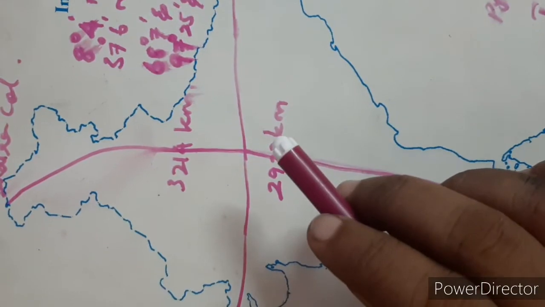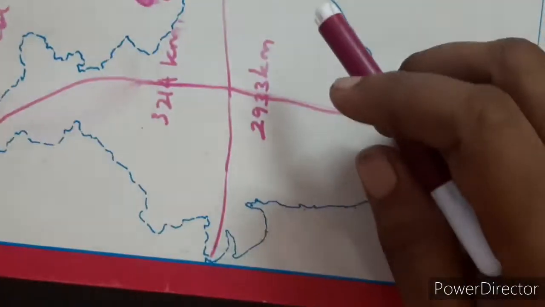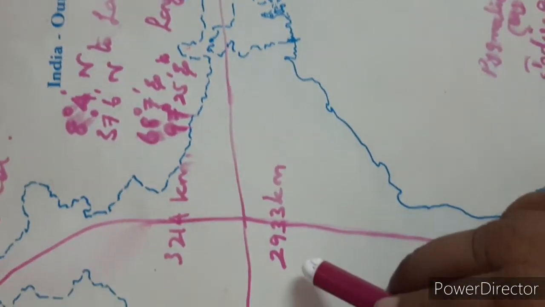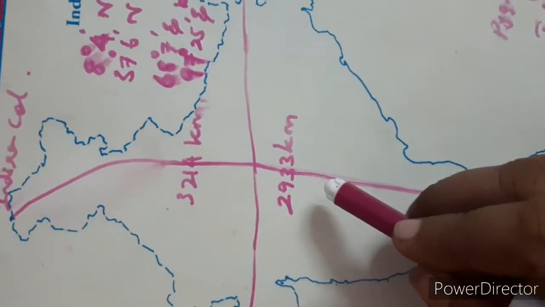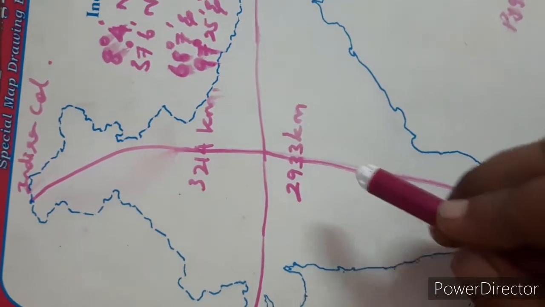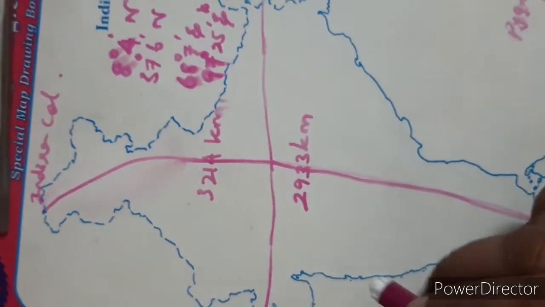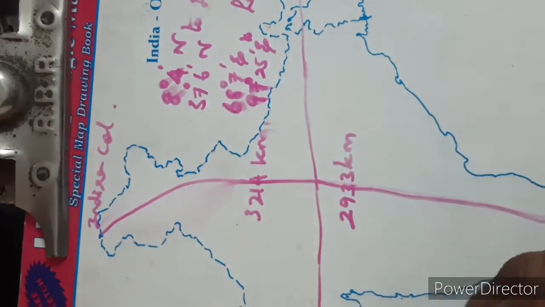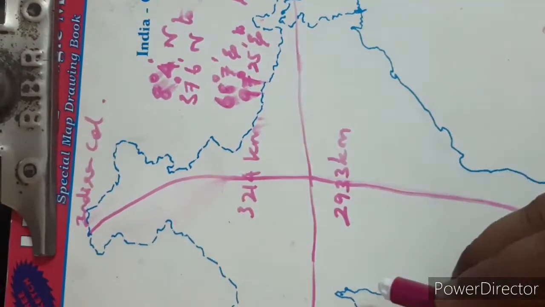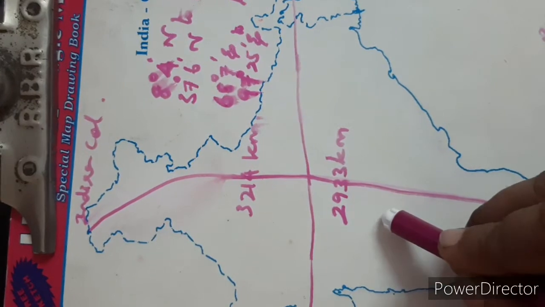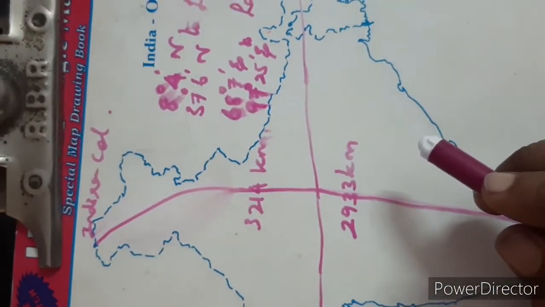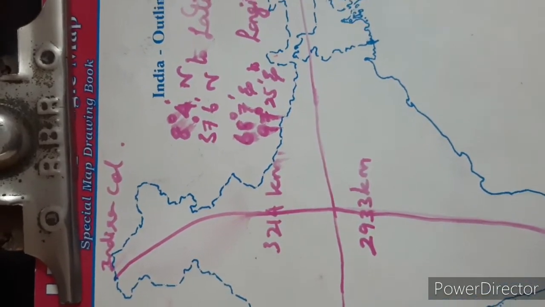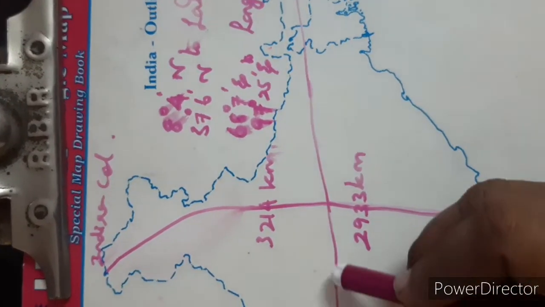From Indrakol to Kanyakumari, the length from north to south is 3,214 kilometer, and from east to west the length is 2,933 kilometer. Okay, this is the length and breadth of India: from north to south 3,214 kilometer, and from west to east 2,933 kilometer.